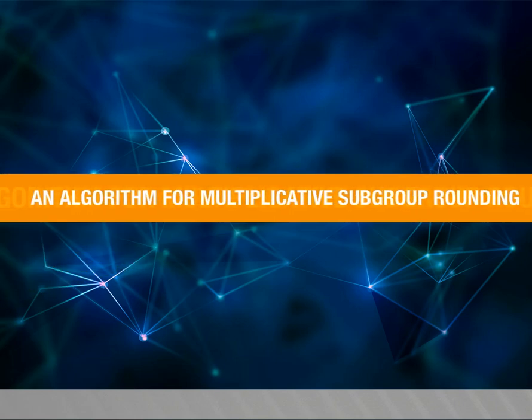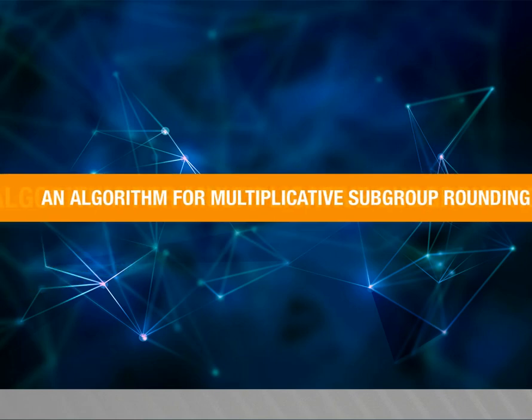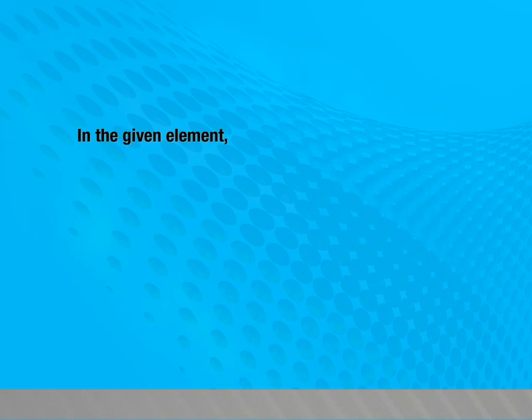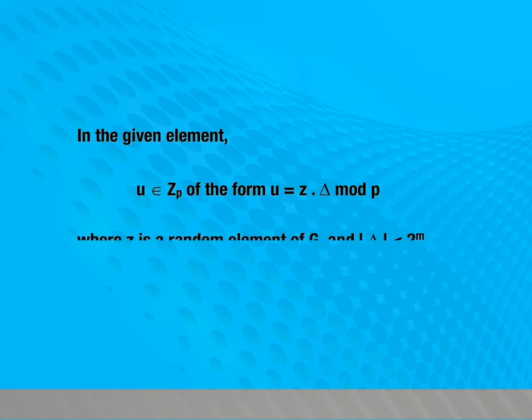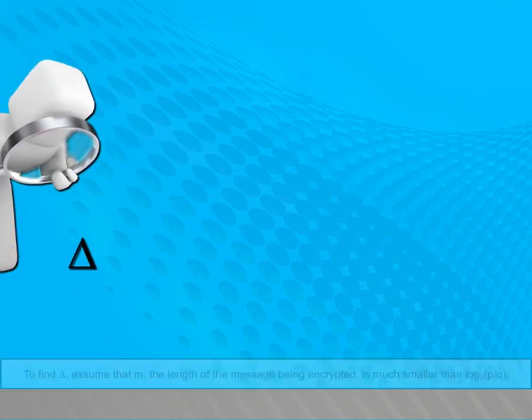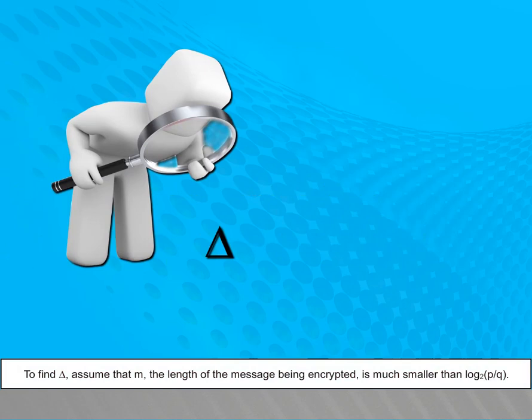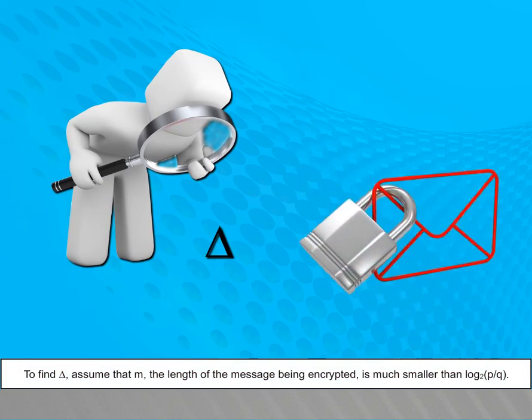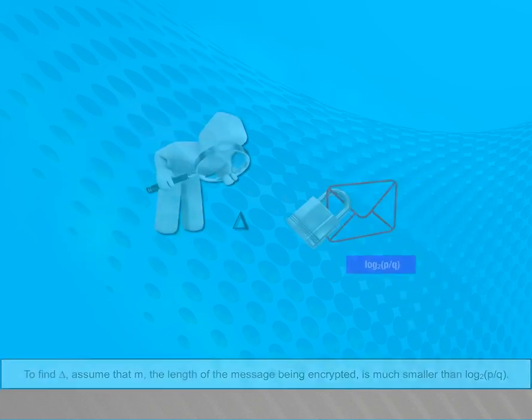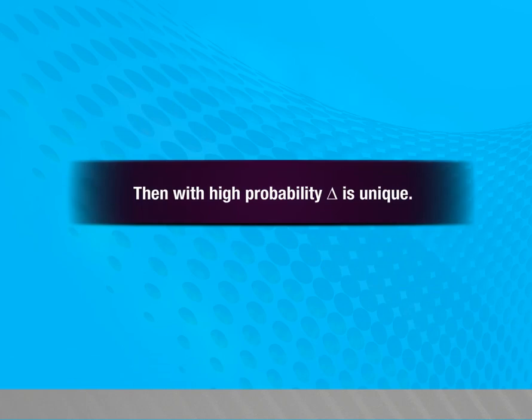An algorithm for multiplicative subgroup rounding. In this video, we are going to see about an algorithm for multiplicative subgroup rounding. We are given an element u in Zp* of the form u equals z times delta mod p, where z is a random element of Gq and modulus of delta is less than 2 power m. To find delta, assume that m, the length of the message being encrypted, is much smaller than log base 2 of p over q. Then, with high probability, delta is unique.